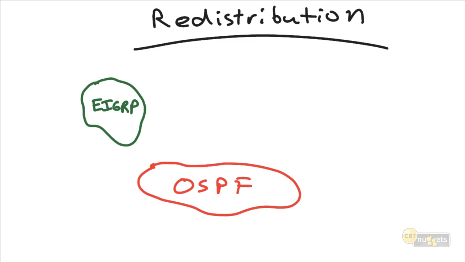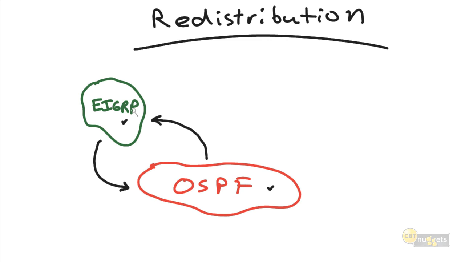What we can do is two-way redistribution, or bidirectional redistribution. We'll take EIGRP prefixes and redistribute them into OSPF. We'll take OSPF prefixes and redistribute them into EIGRP. Now, everyone in the OSPF domain has absolutely no problem communicating with prefixes in the EIGRP domain and vice versa.